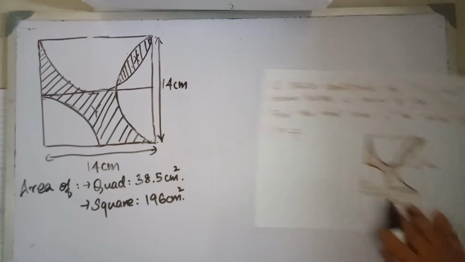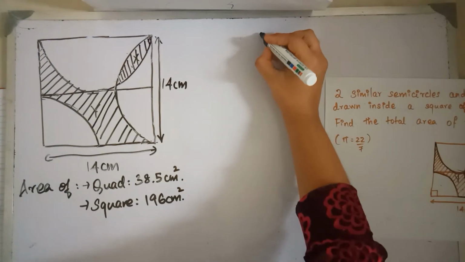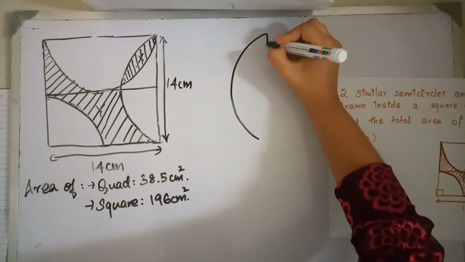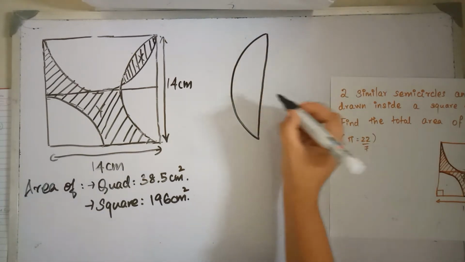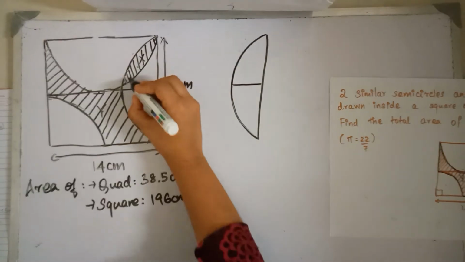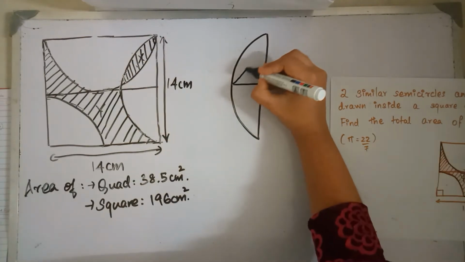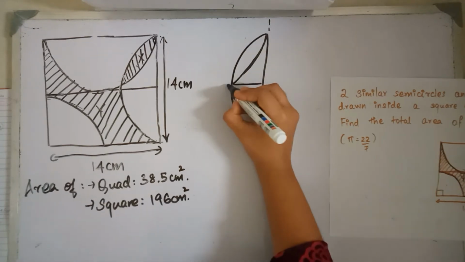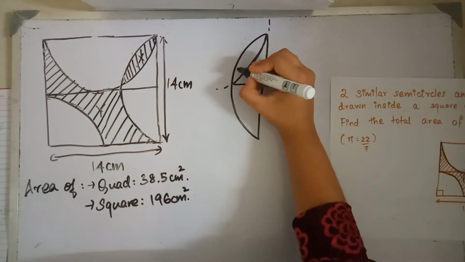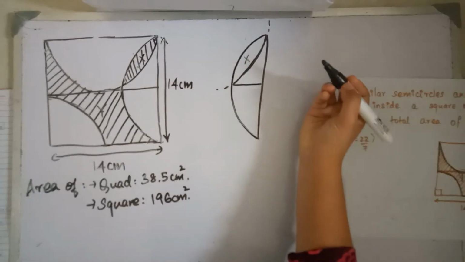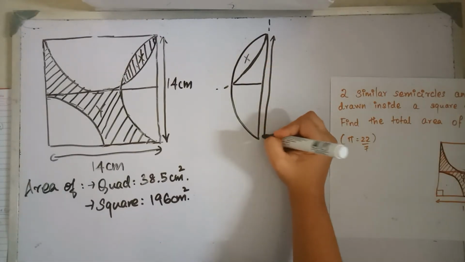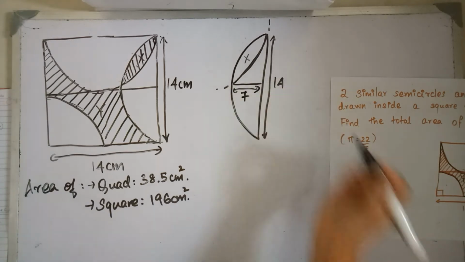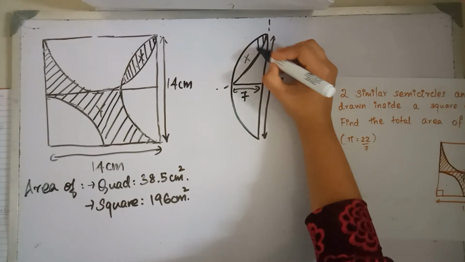How do we find out this region X? First, let's actually draw it out. Let's enlarge it and draw it out. This is a semicircle. I'm drawing out this part. It has X like this. This is because of the other semicircle overlapping it. This is X. This is 14, so this will give 7. And this is the shaded part.